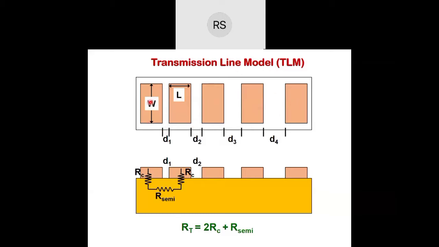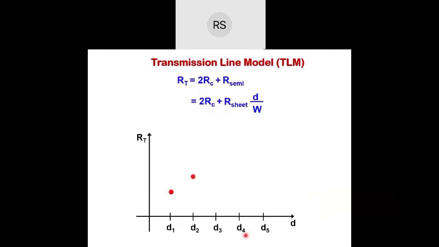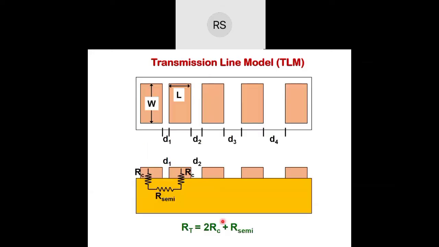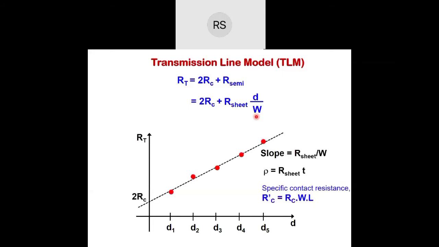Whatever contact material I want to characterize, I will put it in this shape using lithography and etching. In this geometry, it is the same thing I showed in my earlier schematic: RT is equal to 2Rc plus R semi. What I will do now is measure this total resistance RT as a function of the gaps D1, D2, D3. I measure between these two contact pads, then between the next ones, and so on, so that I can make a complete graph like this one.